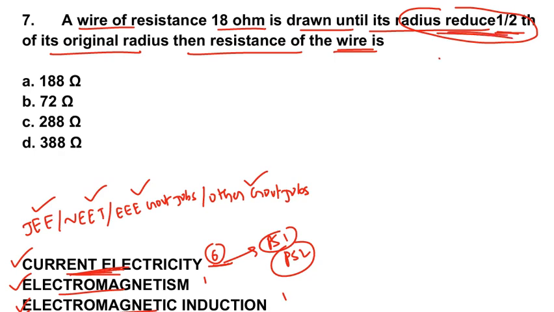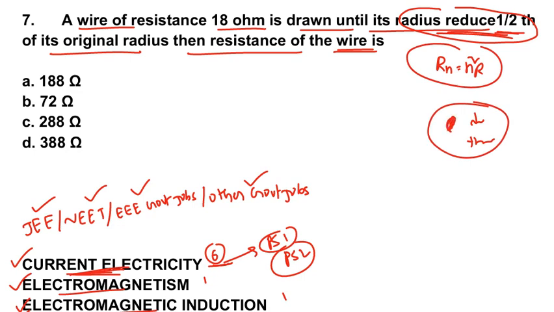Don't use the formula R equals n square R here. That is for when length is doubled or tripled; for that you have to use it. Don't use it here. Here he is asking about the radius reducing to 1 by 2 of its original radius. For this kind of model, the formula is resistance equals n power 4 into R.